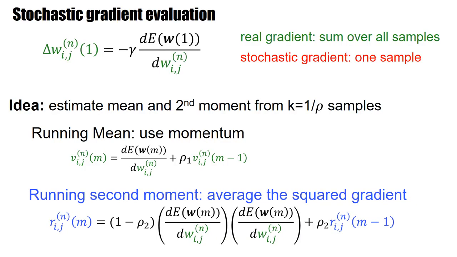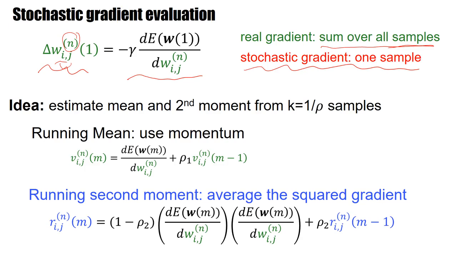So here are the basic ideas of the two algorithms, RMSprop and Adam. We always have a weight change that we calculate by a gradient. In the real gradient, it would be the sum over all samples, but we look at stochastic gradient, so we have one sample at a time. This is one specific weight, the weight in layer N from neuron J to neuron I.